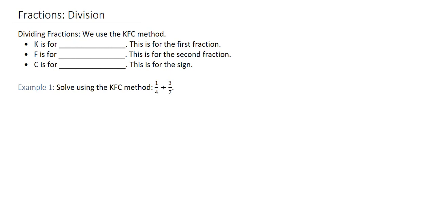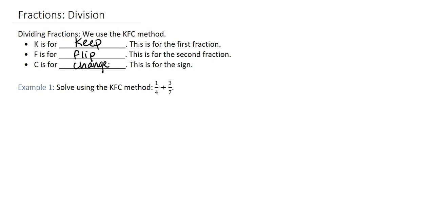Fractions, division, dividing fractions. We are going to use the KFC method. So the K is for keep. This is for the first fraction. F is for flip. This is for the second fraction. And C is for change. And this is for the sign.